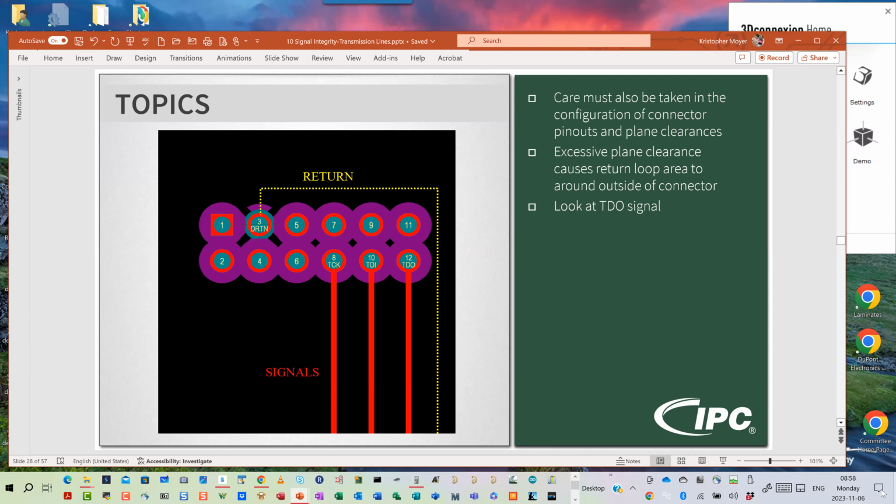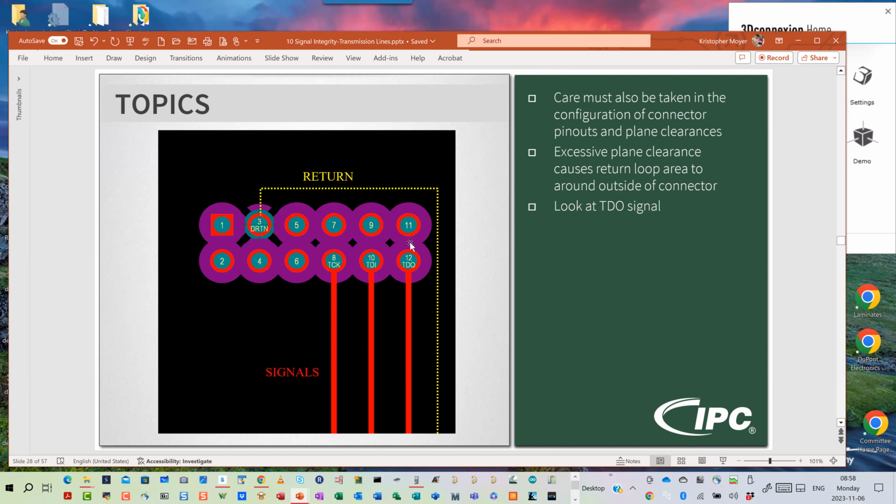Okay, so care must also be taken in the configuration of connector pinouts and plane clearances. One of the most often overlooked areas when it comes to return paths is in our connectors, especially when you have double or even triple row connectors where I have pins like this. Remember that the purple color, the purple donuts you see right there, is not the solder mask, that is the clearance in the plane layer. So if I have this signal right here, pin number 12, TDO, that's what we're going to look at, has a signal connected to it, and the return is connected over here. Well, I can't have the return plane copper directly touching this pad, so we have a clearance. We have that predefined as something like 20 mils.